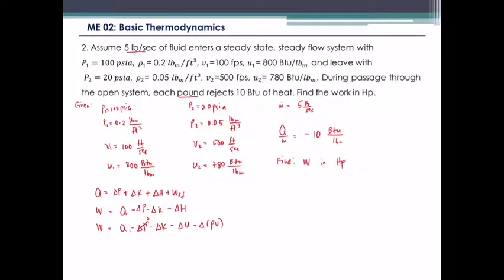Also, as you can see, our given quantities are per unit mass, per pound mass. So we divide the whole equation by the mass, so that this is work over the mass, Q over M, minus delta K over M. Since the given is in terms of per pound mass, we will still cross multiply later on.